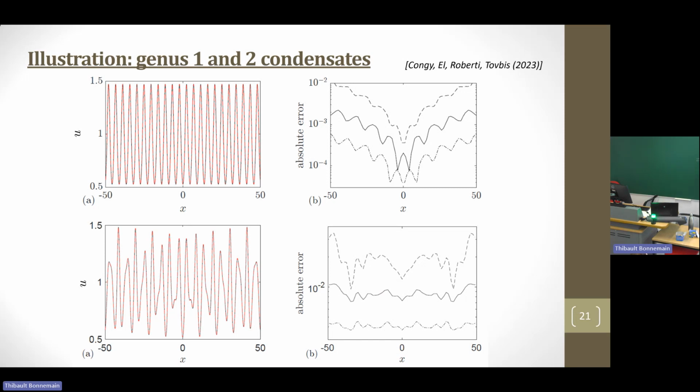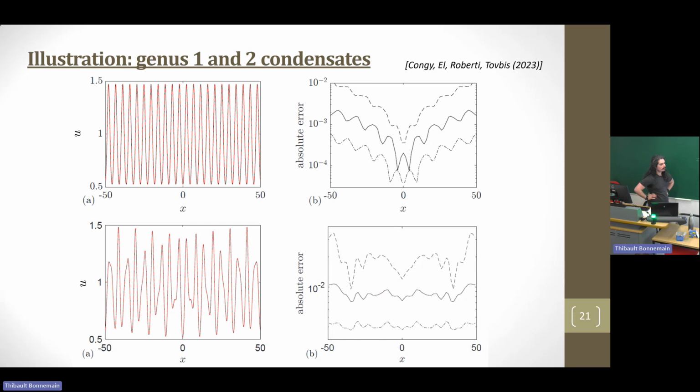In fact, here in red you have a cnoidal wave that is on top of a 200-soliton solution with parameters distributed according to genus 1 condensates. And on the right, you have the same thing as before. You have this error for 50, 100, and 200. The same thing. If you generate a soliton condensate of genus 2, you will have a two-phase solution to KdV. Okay.